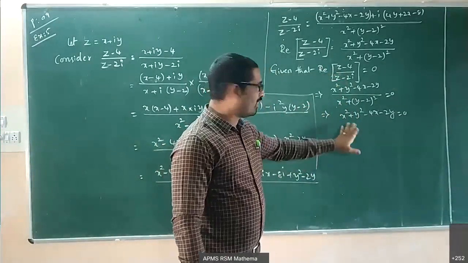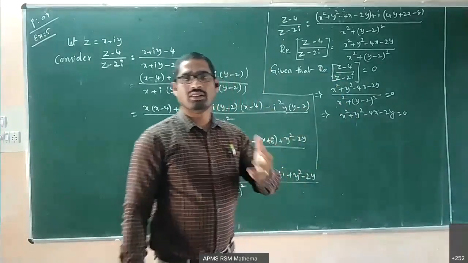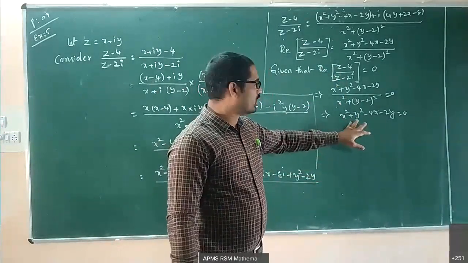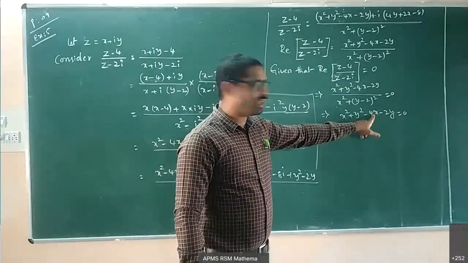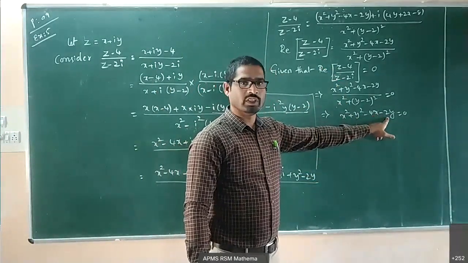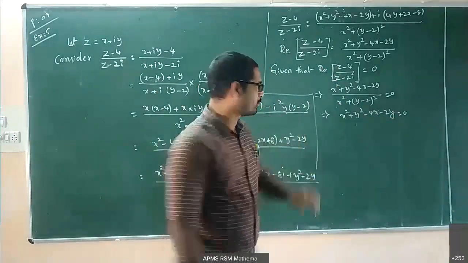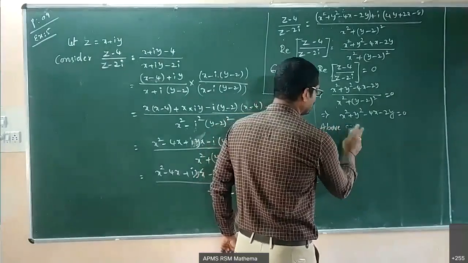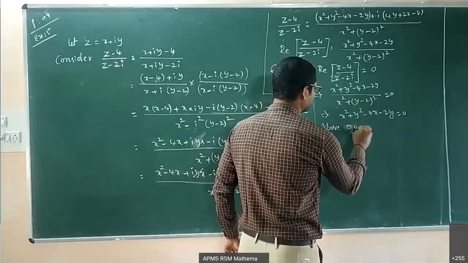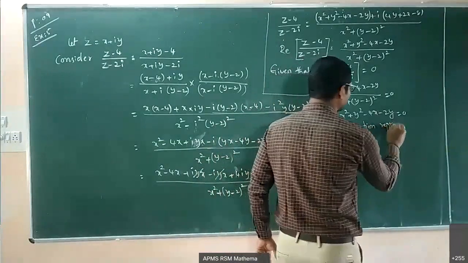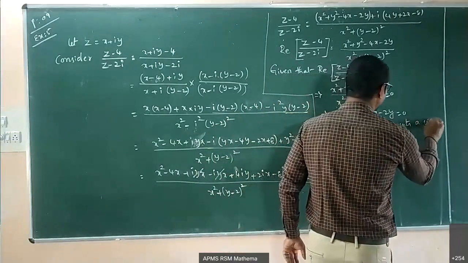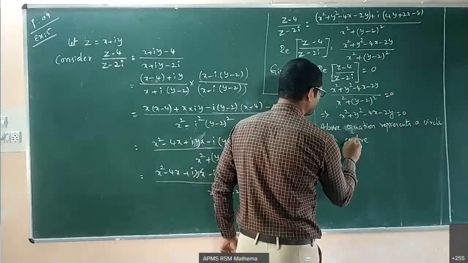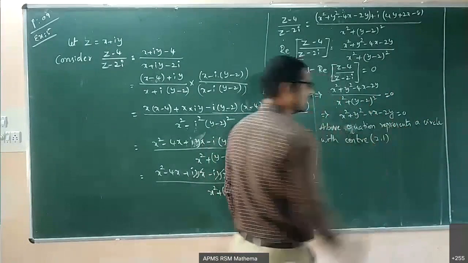If you observe closely, this is the equation of a circle. I think you are familiar with circles now, because there are 2 below the root only. So this is the equation of the circle with center (2, 1). We don't know the radius. So the above equation represents a circle with center (2, 1).